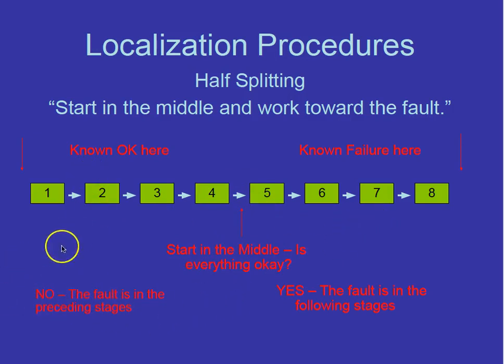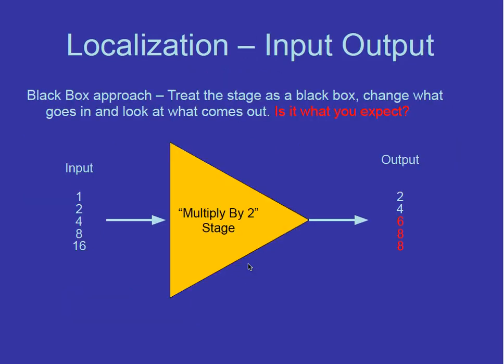So no, at this stage the fault is in the preceding stage. Yes, the fault is in the following stage. So basically at this point you will get the answer. If you're getting the right output here, then you will just move forward and check the next stages. If you're getting the wrong answer, then you will go back to the previous stages. So that's how half splitting works, which starts in the middle and works towards the fault.